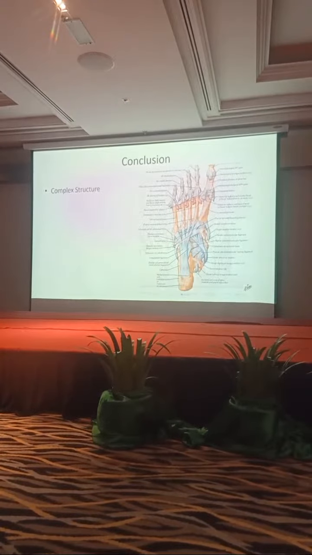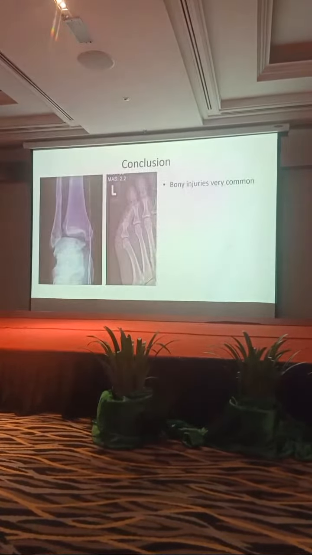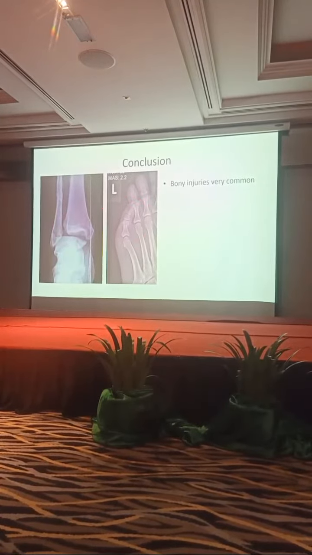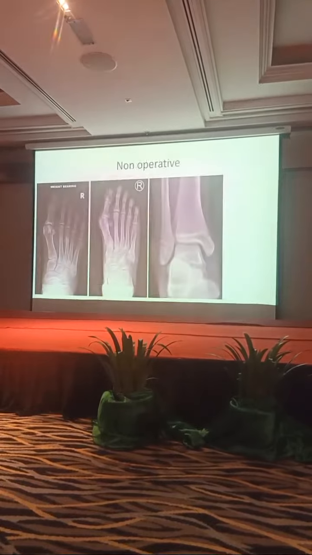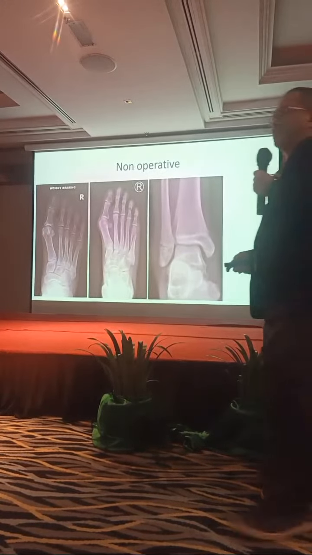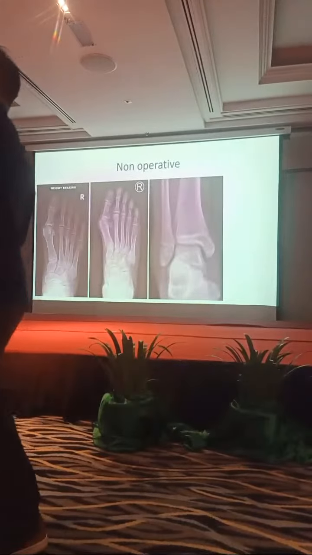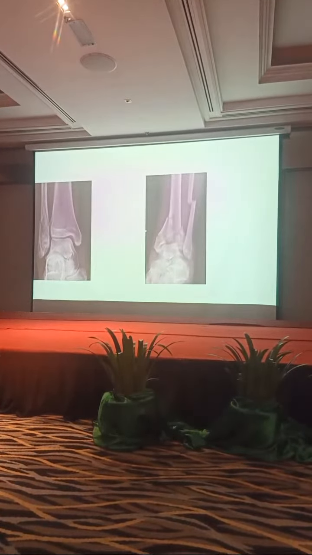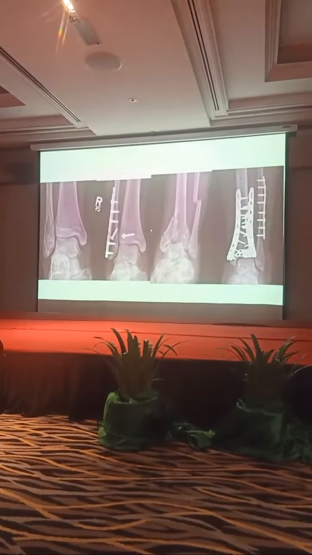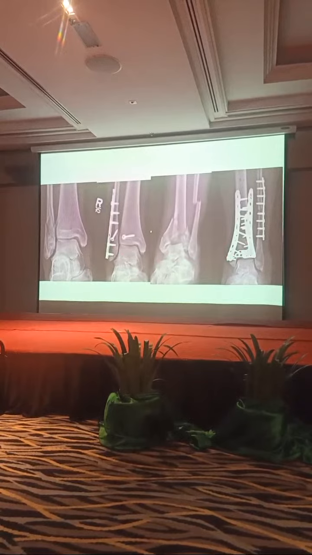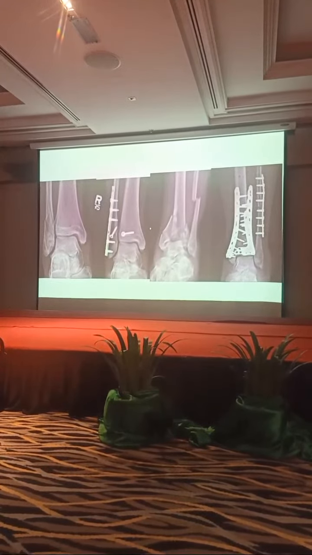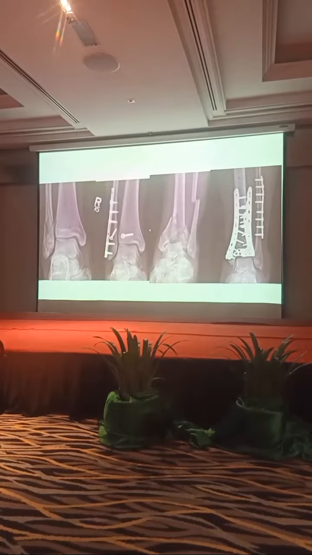So in conclusion, foot and ankle is a very complex structure. Bony injury is very common. It can happen over the ankle or the foot, and so many bones can have fractures. If there is a good alignment, acceptable alignment, non-operative treatment is still a very good option for foot and ankle fractures. However, if there are displaced fractures, then you need to refer to us to do the surgery so that we can get the bone back into normal position and alignment so that they have good function. So we work together to bring back the function for the patient. So with this, I thank you for your attention.